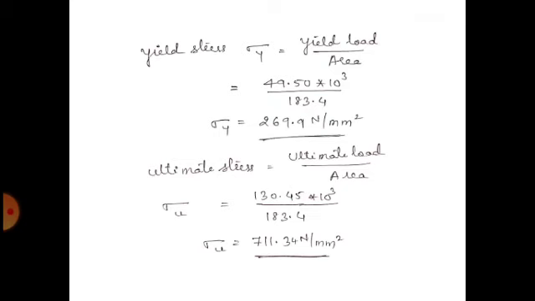Yield stress is nothing but the yield load divided by area. Yield load is 49.50 into 10 raised to 3 divided by area 183.4. Sigma y is equal to 269.9 Newton per mm square. Next, ultimate stress, that is the maximum load divided by area. Maximum load is 130.45 into 10 raised to 3 Newton divided by area 183.4 mm square. So ultimate stress we will get 711.34 Newton per mm square.